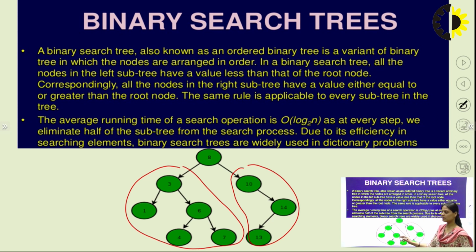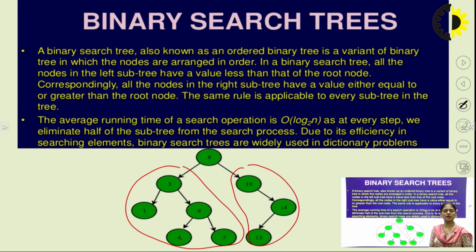If we see the subtree of the subtree, then 6 is the root, 4 has a lesser value and 7 has a greater value than 6. So all the nodes at the left of the 8 are lesser than 8. Similarly, all the nodes at the right side of 8 have a greater value. So the elements are stored in an ordered way.